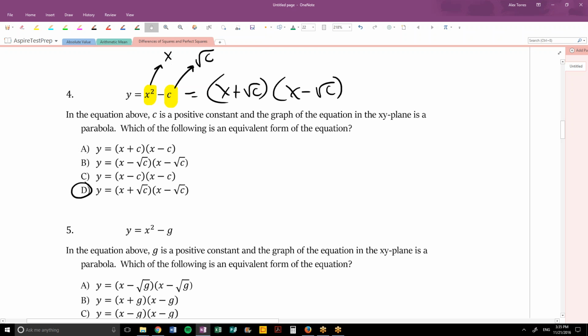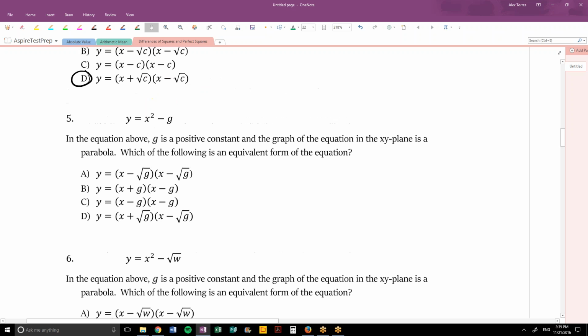Going over to number 5, it's kind of the same thing. This is definitely a perfect square because the square root is x, and this we could think of as a perfect square because the square root could be radical g. So the square root of the first plus the square root of the second, the square root of the first minus the square root of the second, and we're done, and our answer is choice D.